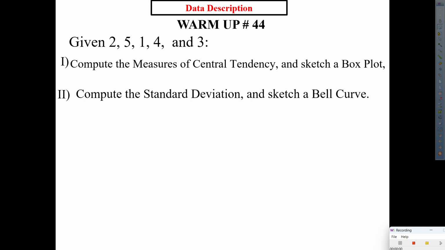Number 1, find the measures of central tendency. Number 2, find the standard deviation and bell curve. Copy and go. All right, being that it's Wednesday, first day of the week, I'm going to go over this really quick just to make sure we got it.